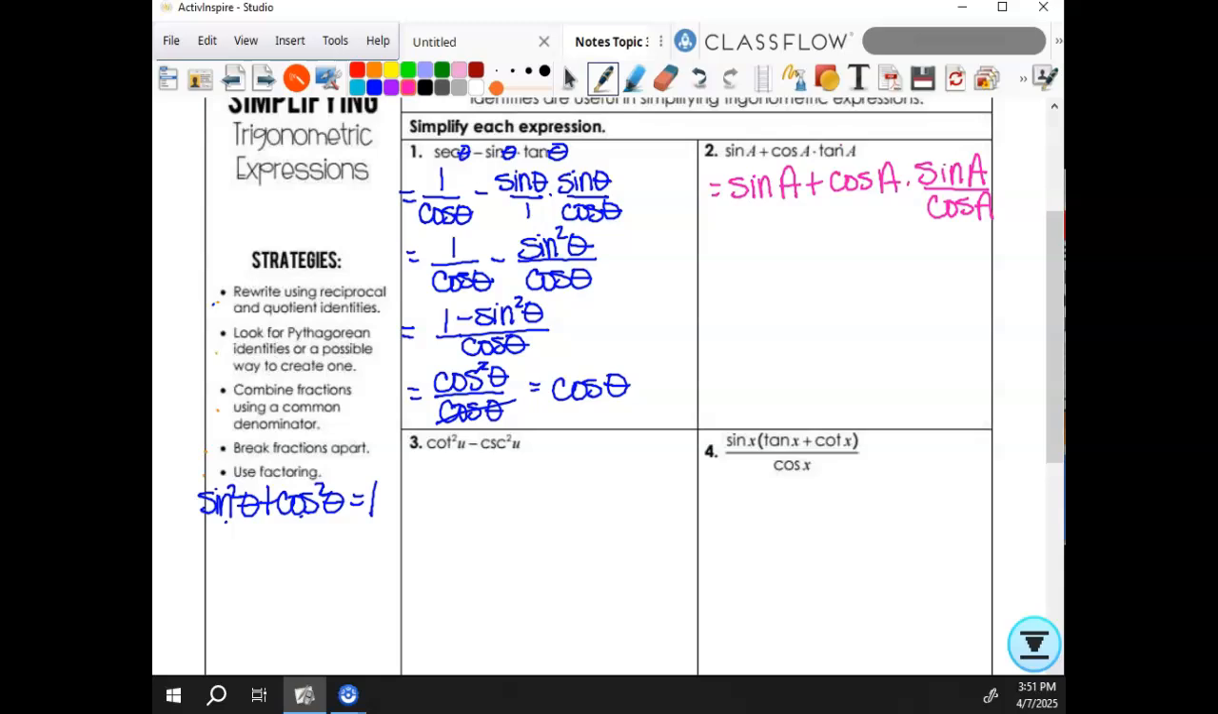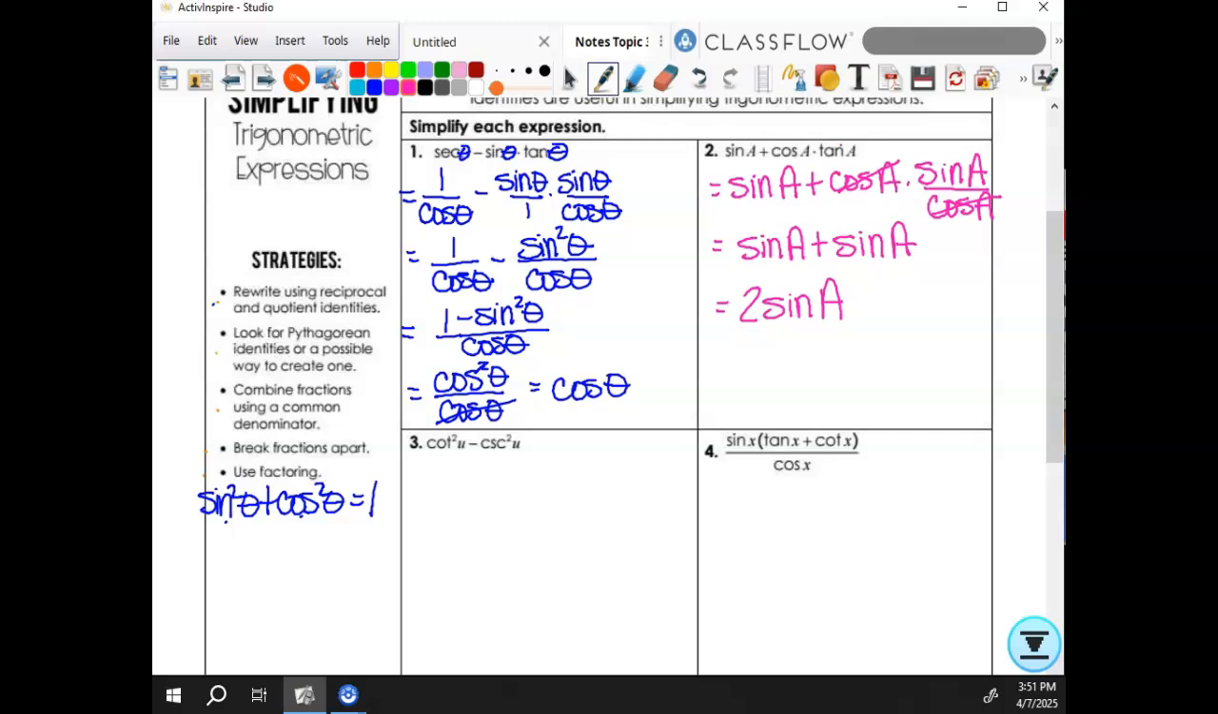So then these will cancel out right here. And I've got sine A plus sine A. And that's 2 of them. So that's going to give me 2 sine of A, which is not my double angle one that we talked about yesterday. Okie dokie.